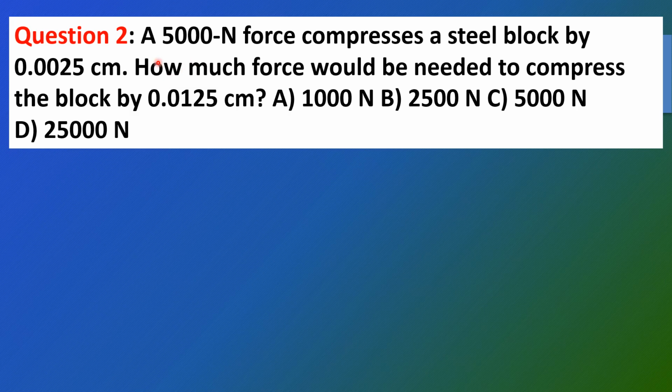For our second question, question number 2, a 5,000 Newton force compresses a steel block by 0.0025 centimeters. How much force would be needed to compress the block by 0.0125 centimeters? Is it letter A, 1,000 Newton, or letter B, 2,500 Newton, or letter C, 5,000 Newtons, or is it letter D, 25,000 Newton?